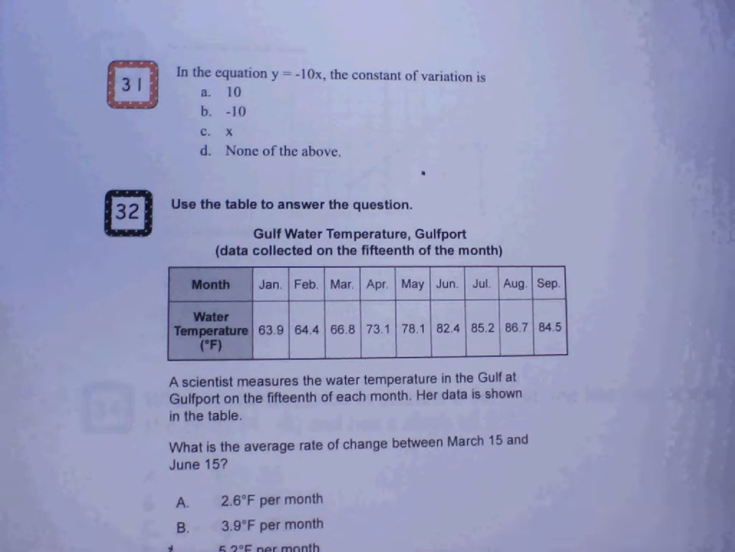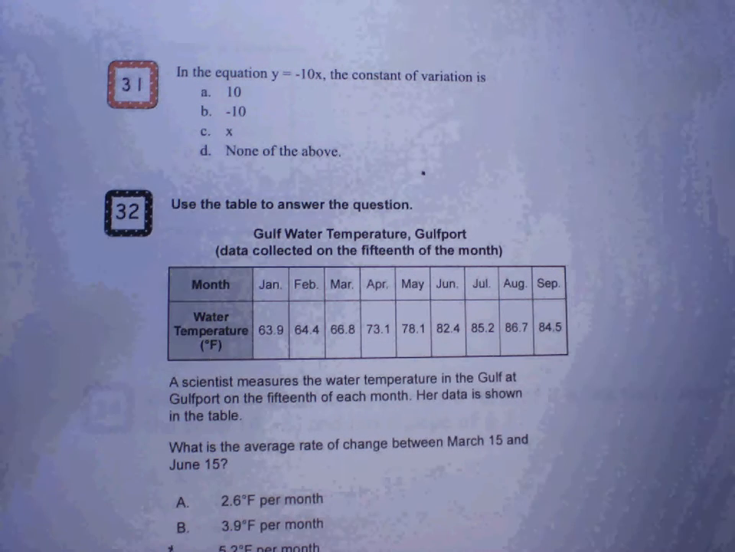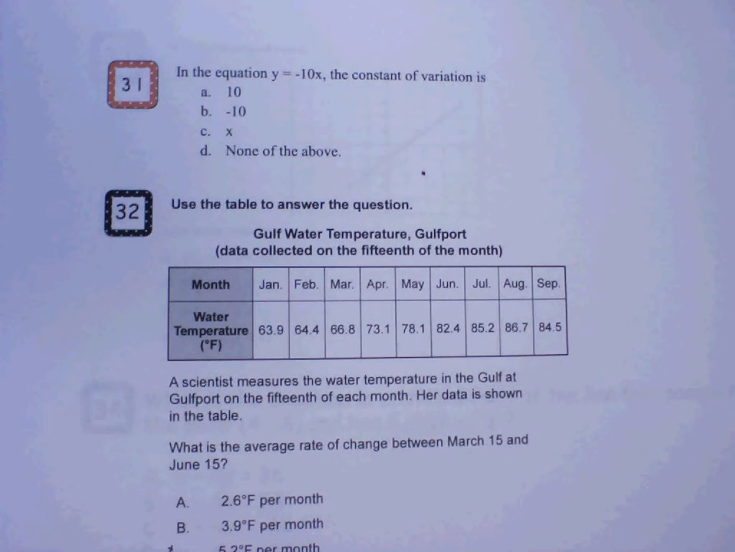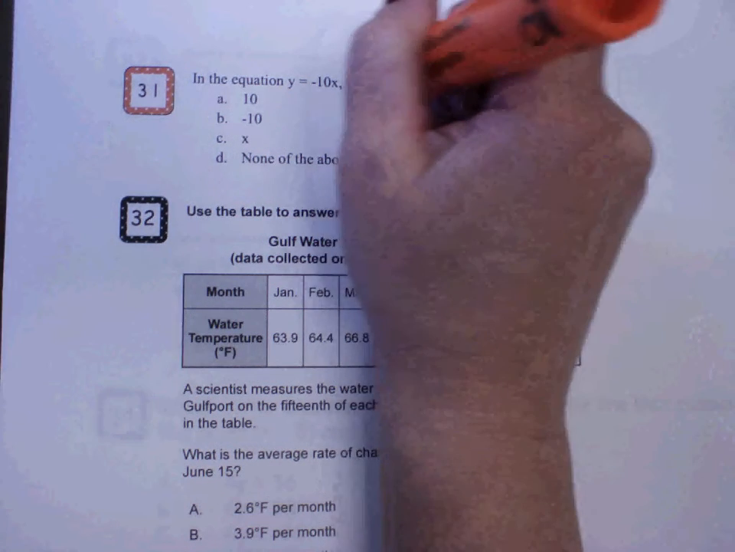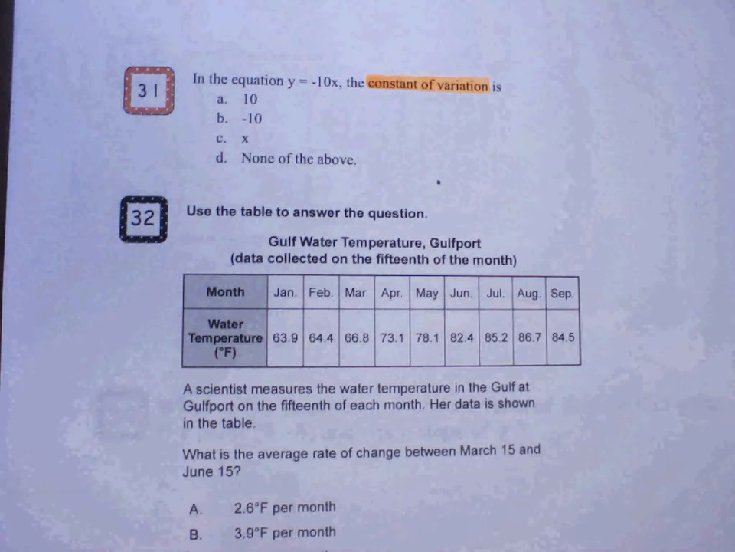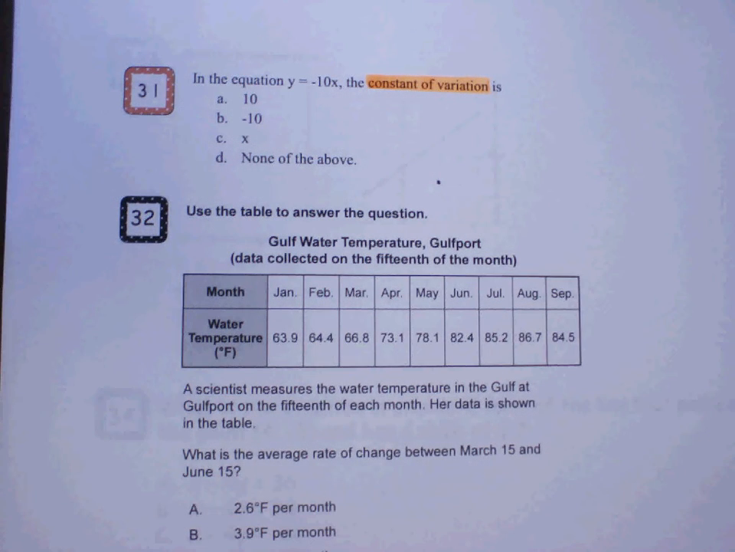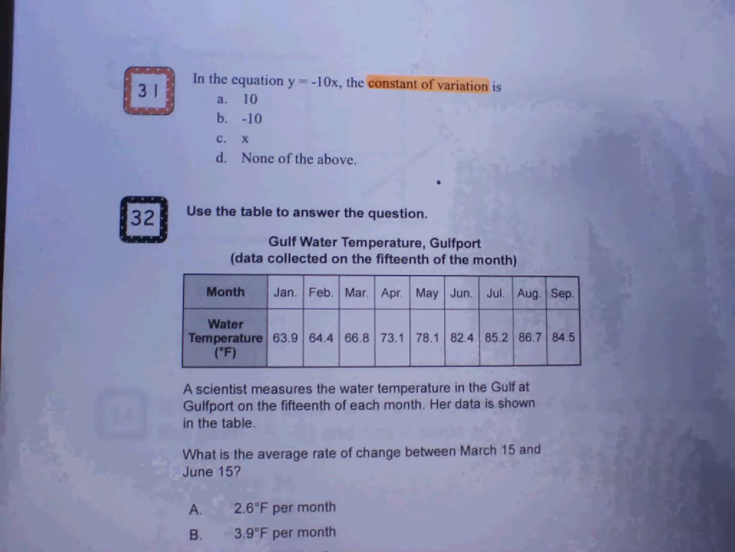All right, let's start with the first one. It says if in the equation y equals negative 10x, the constant of variation. What would you think the constant of variation is? What do you think this is?